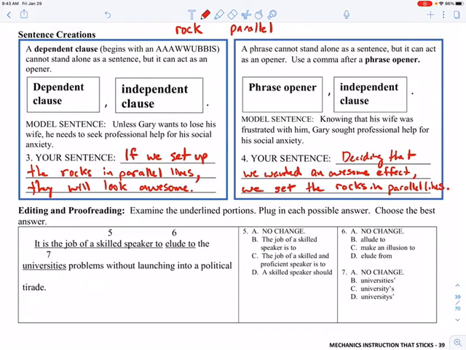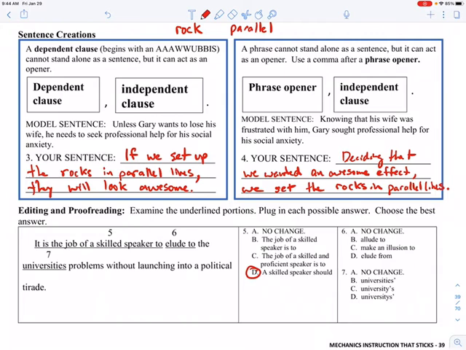All right, looking at number 5, they often will throw our current unit concept in here, and that's what's going on here. So it is the job of a skilled speaker. That sounds kind of fancy, but it's overly wordy. It uses a form of to be in the word is, and we want to avoid that. We want the more active voice, and the best version of that is D. A skilled speaker should allude to the university's problems. It's more direct, and it's more active.